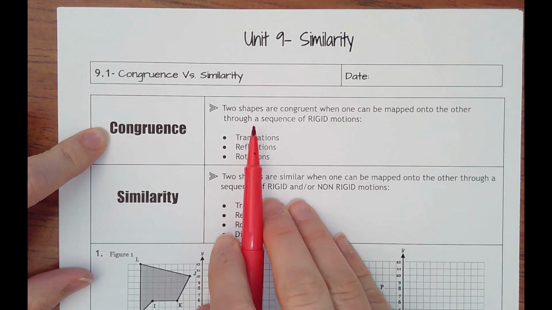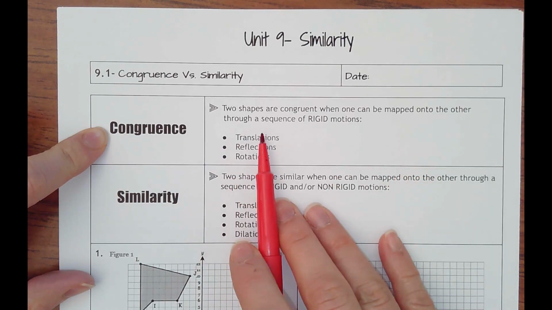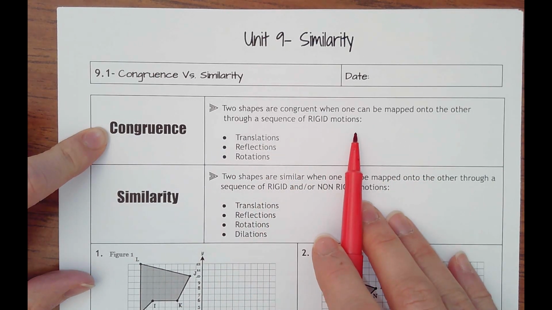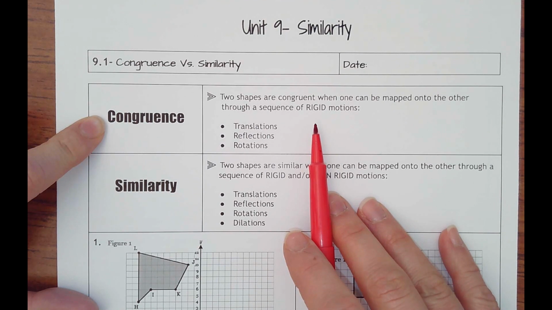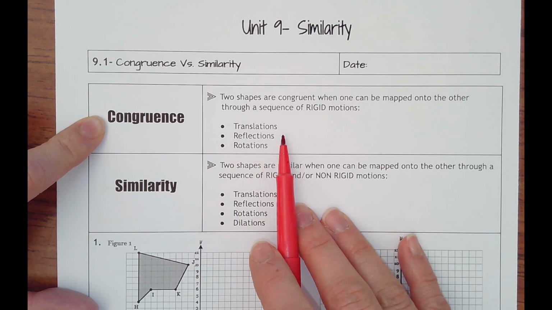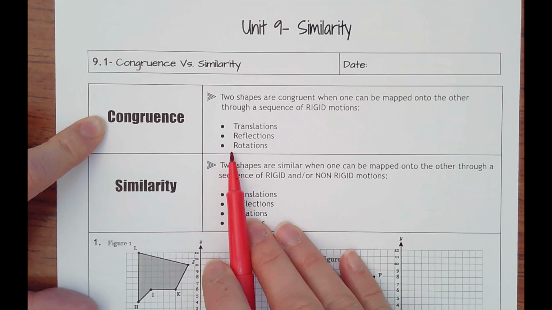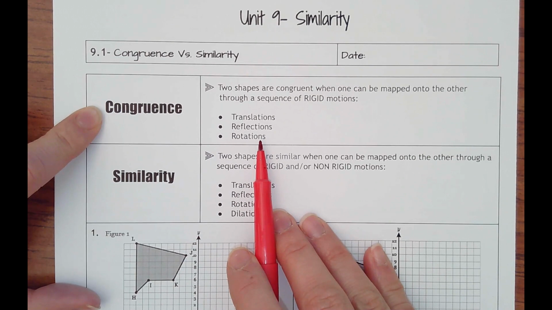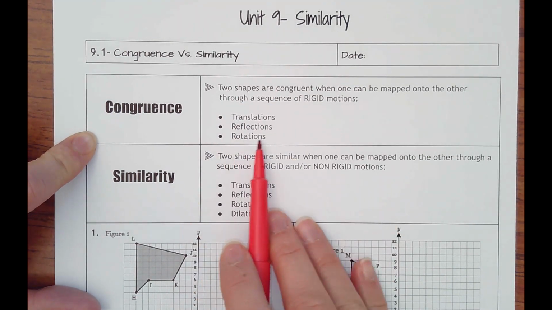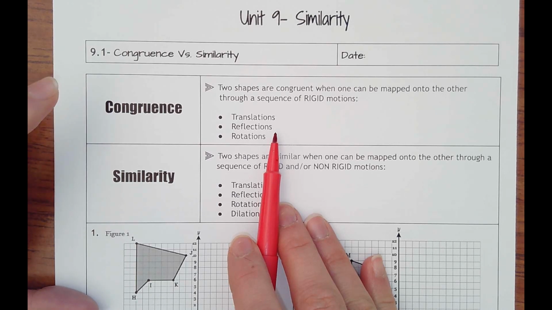Congruence, the definition is when one figure can be mapped onto the other through a sequence of rigid motions. Rigid means like stiff motions, like I'm shifting something left, right, up, or down as their translations. I'm reflecting it across an axis. I'm rotating it 90 degrees, 270 degrees. All of those things don't change the actual shape of the object, so they're still congruent. They're the exact same thing.